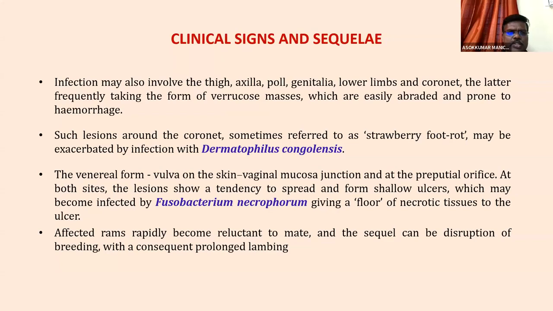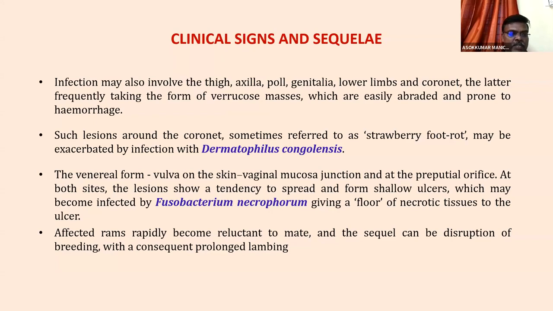If you see the sequelae, infection may also involve the thigh region, axilla, poll, genitalia, lower limbs, and coronet. Even in the coronet, it frequently takes the form of verrucous masses, which are easily abraded and prone to hemorrhage. Such lesions around the coronet are sometimes referred to as strawberry foot rot, which may be exacerbated by infection with Dermatophilus congolensis. If there is a mixed infection with Dermatophilus congolensis, then the lesions will look like strawberry foot rot conditions.